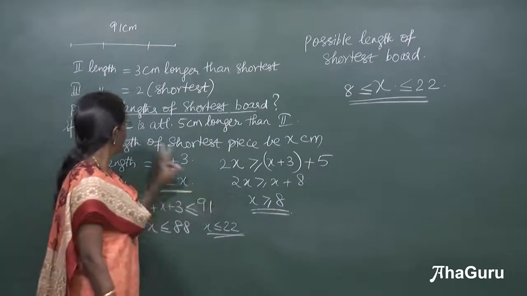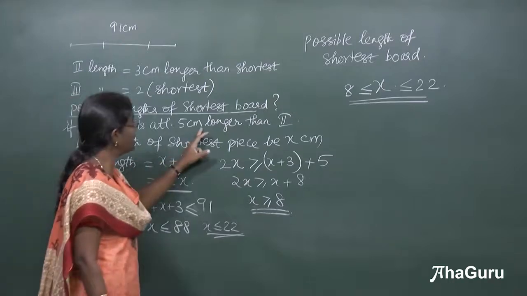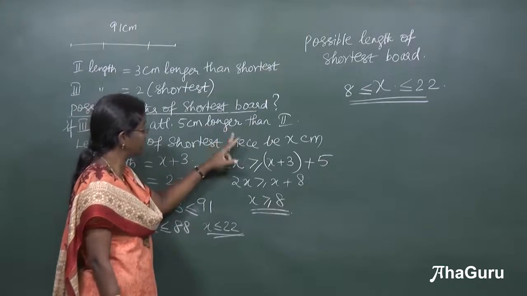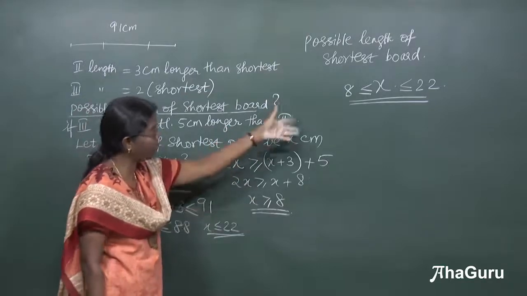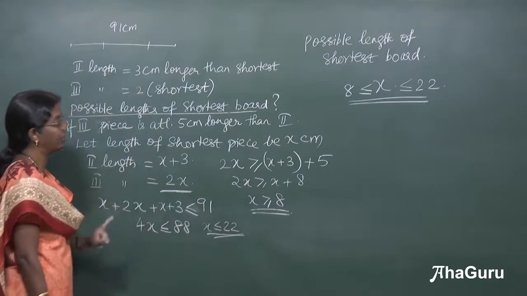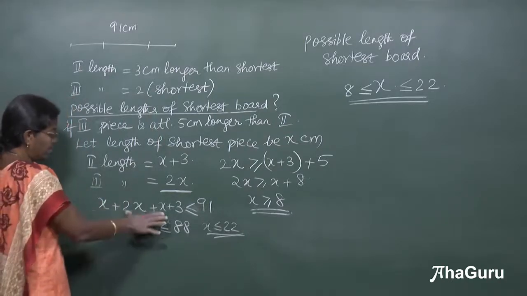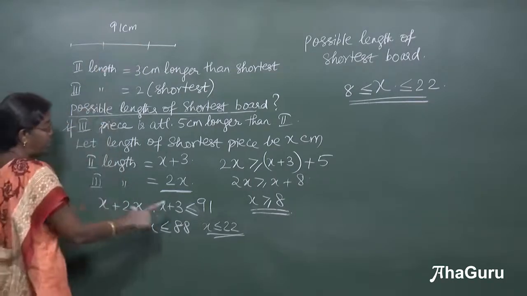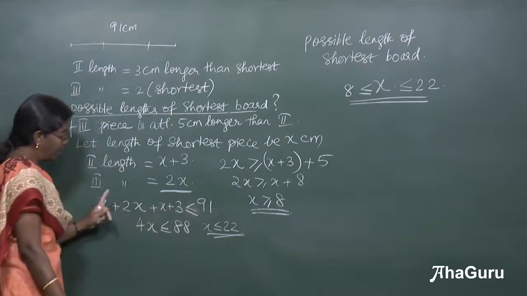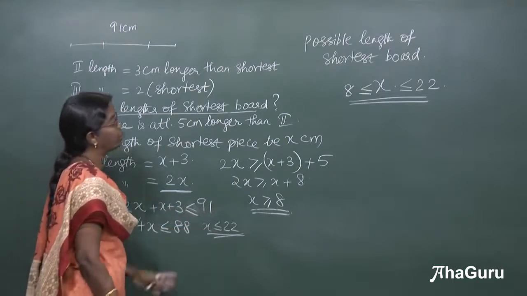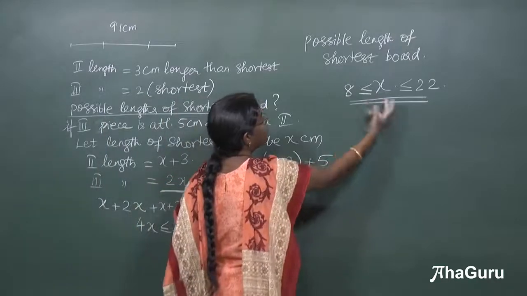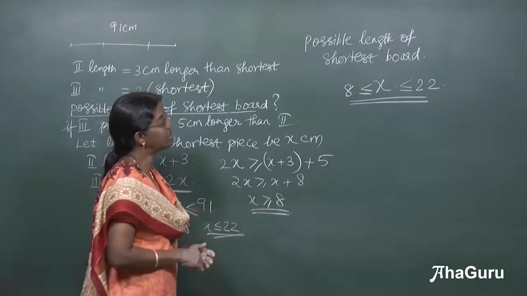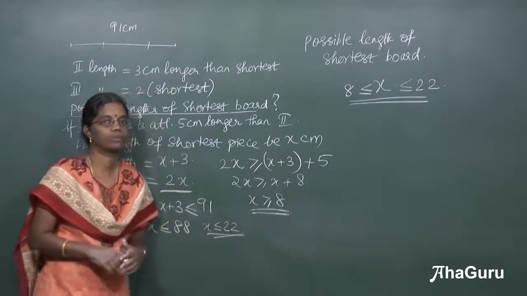One inequality was already given, that the third piece is at least 5 centimeter longer than the second. So, using that we get one part of the inequality, that x is greater than or equal to 8. For the other one, the entire length is only 91 at maximum. So, the sum of all the three should be less than or equal to 91. That gives you x is less than or equal to 22. Just combine the two and we get the final answer for the length of the shortest board to lie between 8 centimeter and 22 centimeter.